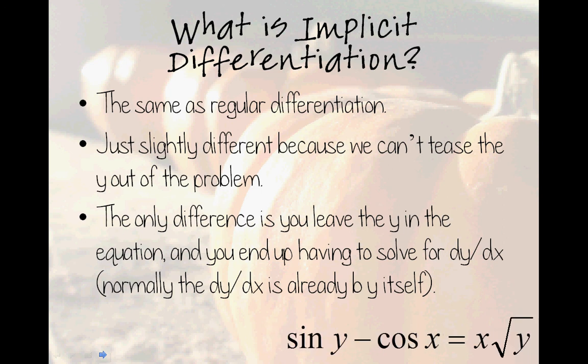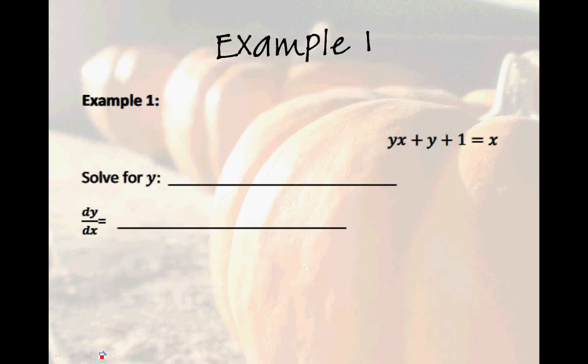Okay, so this again was our example of when we can't just solve for y and then take the derivative, when we have to use implicit differentiation first. Okay, so on the paper that you should have, and if you don't have it, hit pause and get a hold of it, I want you to look at example 1, and I want you to solve for y and then take the derivative of it. So pause here, do that, and then come back.